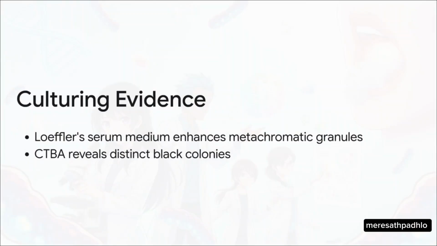To lock in the visual ID, scientists force the suspect to reveal itself by growing it on highly specialized culture media. First up is Loeffler's serum medium, which specifically highlights these internal structures called metachromatic granules. Then, they use cysteine tellurite blood agar, or CTBA. And on CTBA, there's absolutely no hiding. The bacteria show up as stark, unmistakable black colonies.